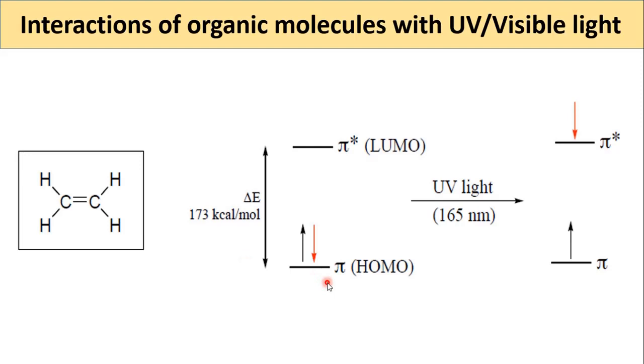We are bringing in the pi orbitals because now the double bond is there. So the gap between ground state and excited state is 173 kilocalorie per mole, and that can be crossed by absorbing UV light of 165 nanometer. So after 165 nanometer, the electron goes from pi to pi star, or from ground state to excited state. Now again the problem is, it is still not reaching 240 nanometer.